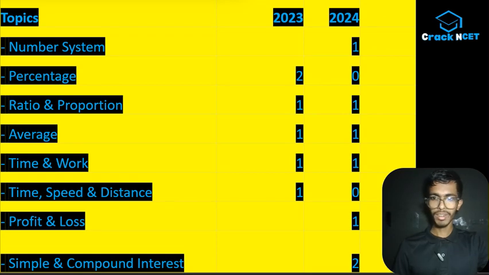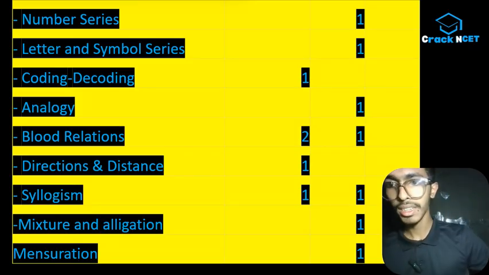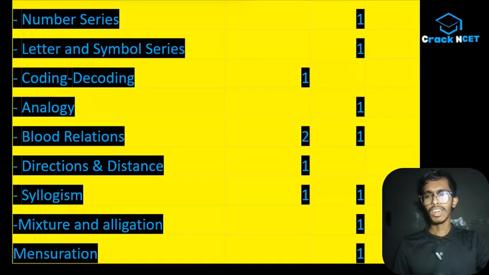Profit and loss, 1 question in the year 2024. Simple and compound interest, 2 questions in the year 2024. From number series we had 1 question, letter and symbol series 1 question, and coding and decoding 1 question in the year 2023, and analogy in the year 2024 we had 1 question. Blood relation, 1 each; direction and distance, 1 and 0; and from syllogism, one question each had come.